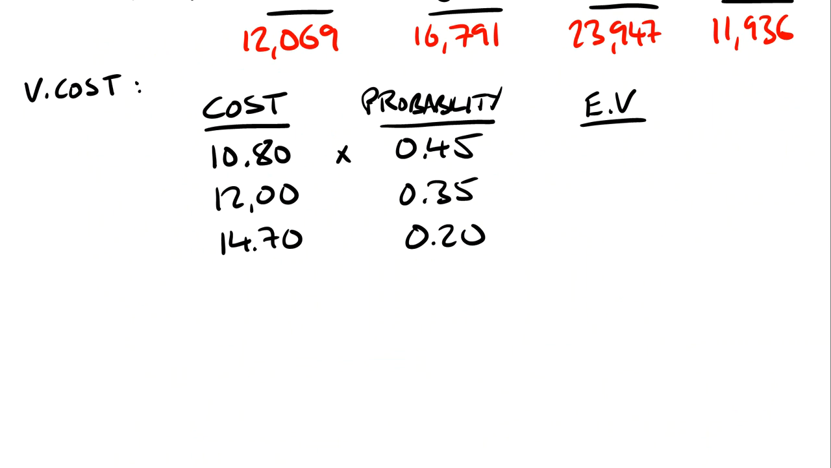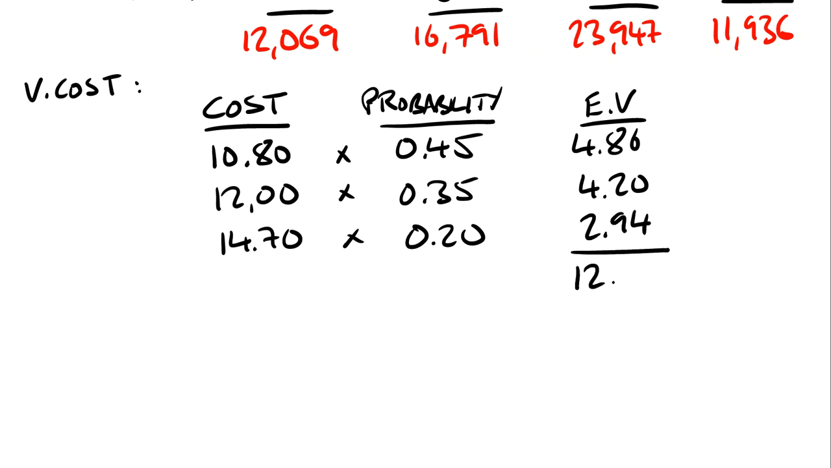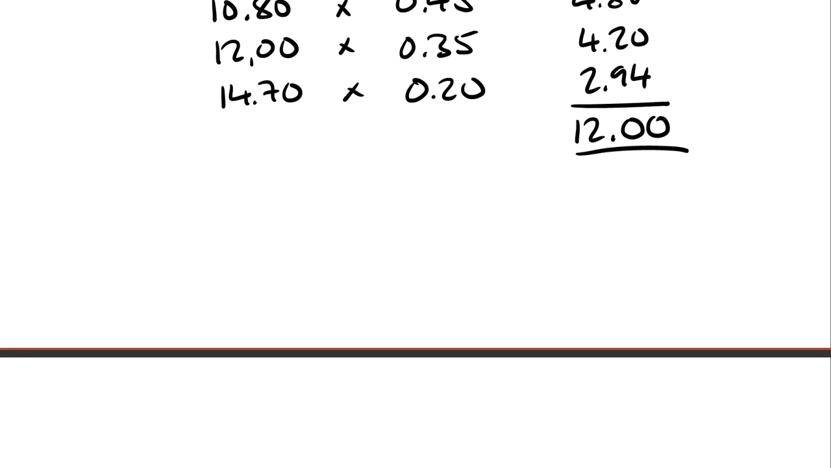So when we multiply that out, the expected values are 4.86, 4.2 and 2.94, and then we add it up, which gives us a nice round figure of 12. So I know it's a bit of an estimation, it's not going to be exact, but the expected value is probably going to be the best approximation that we can get. We can then do our inflation on the 12.